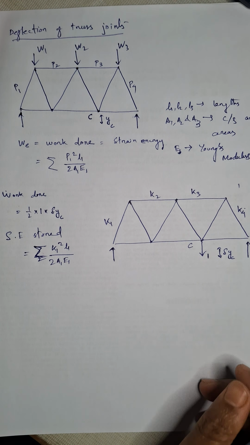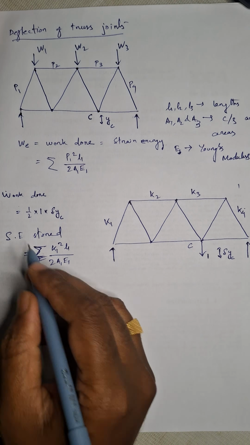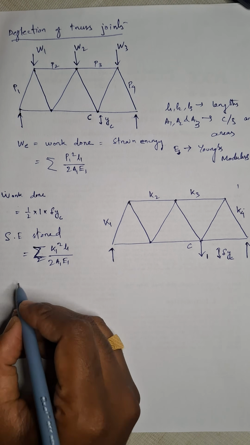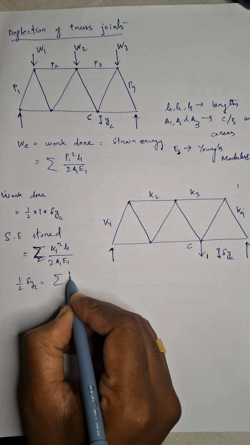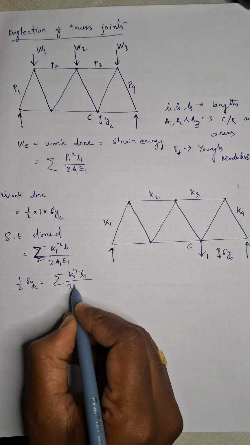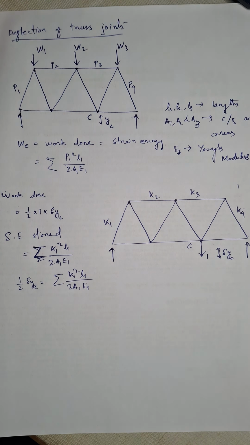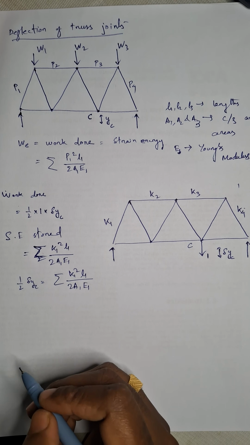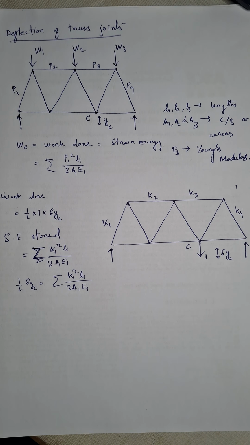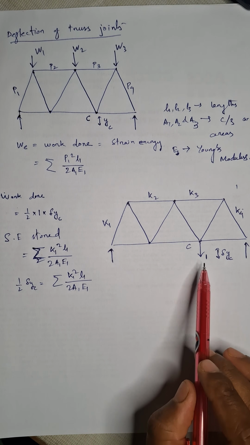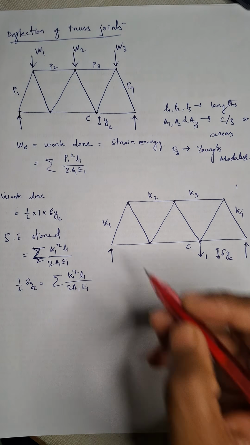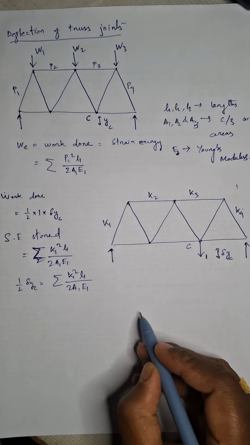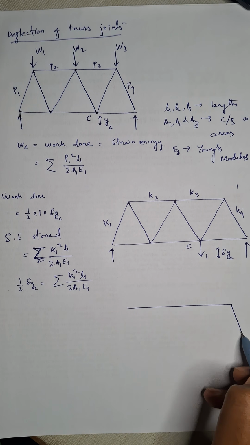Now as work done and strain energy are the same, we can write half del YC equals summation of K1 squared L1 by 2 A1 E1. Now let's consider, the unit force is already applied, and along with this the external loading system is also applied. So I'll draw another figure here, so that there will be no confusion.